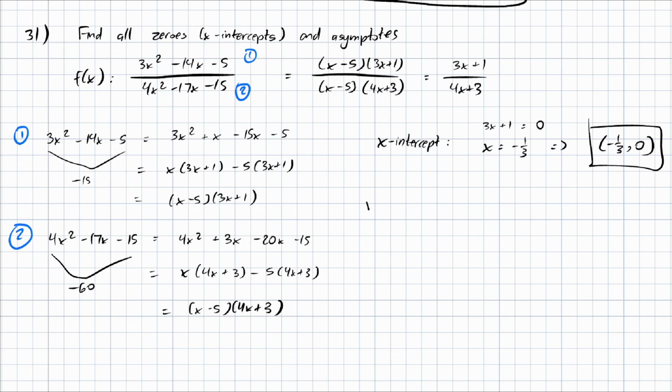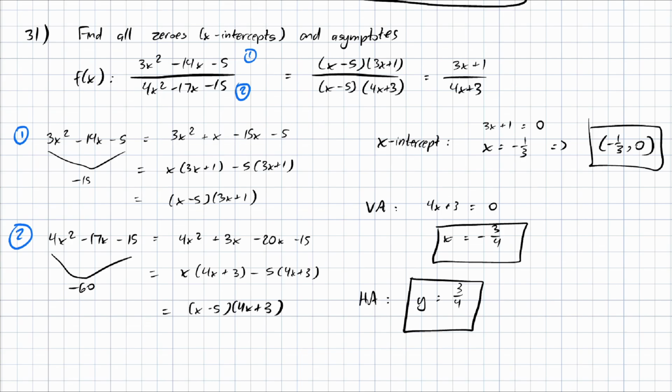Okay, so my VA, my vertical asymptote, is simply when 4x plus 3 equals 0. So x equals negative 3/4 for that one. And for the horizontal asymptote, same power top and bottom, so y equals 3/4. And there you go. That is your answer for number 31.